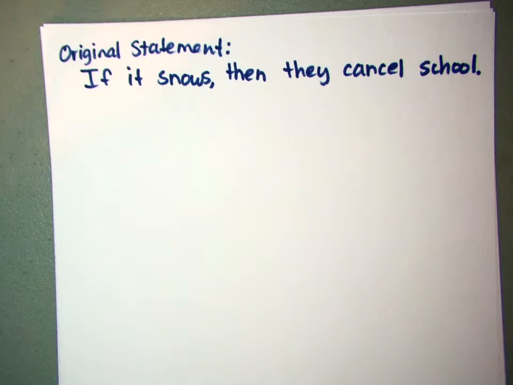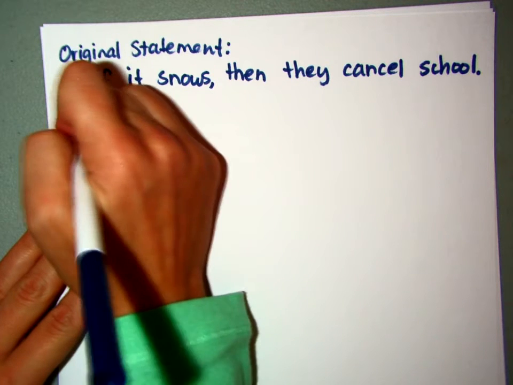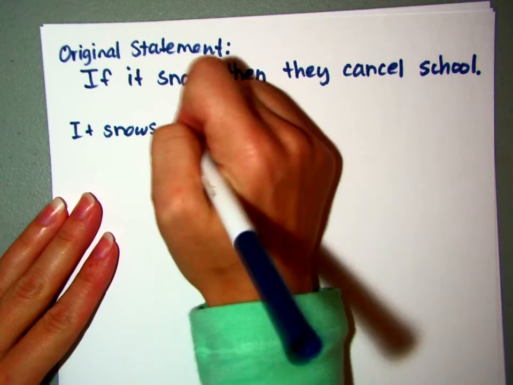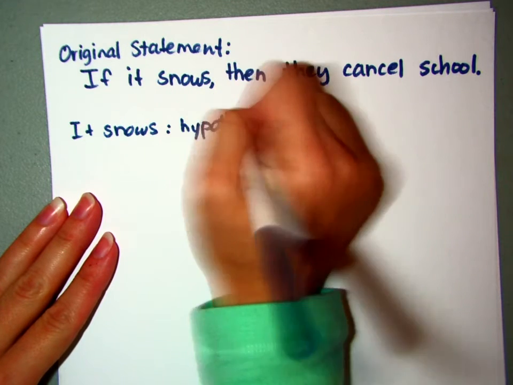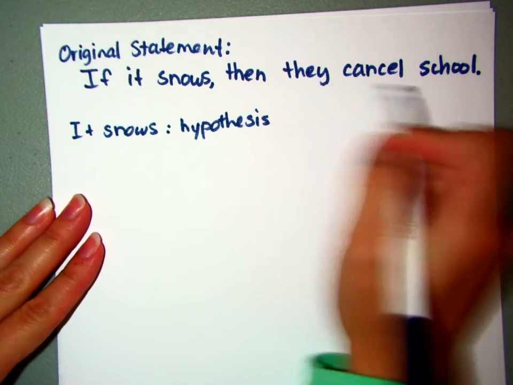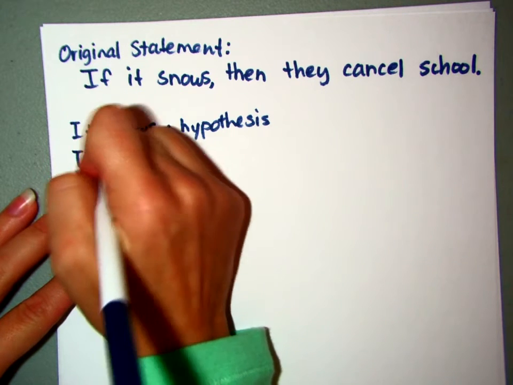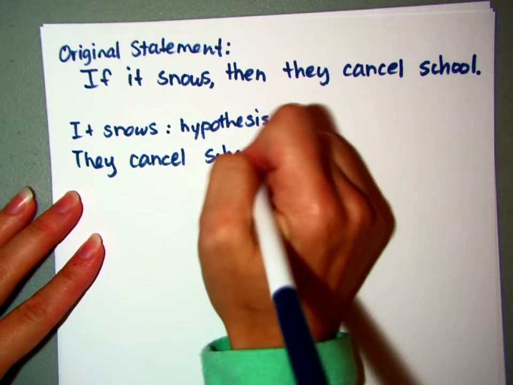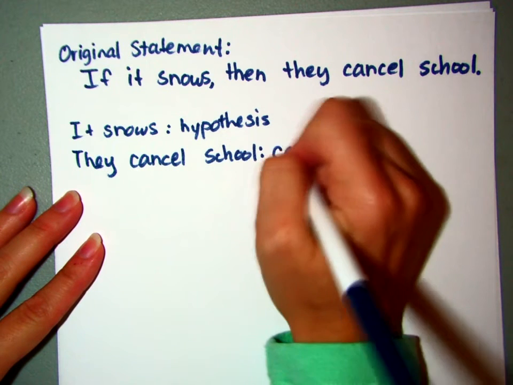This is a lesson on conditional statements. So the original statement we're given is, if it snows, then they cancel school. This part right here, it snows, is what we would call the hypothesis. The second part here, they cancel school, that part is what we call the conclusion.